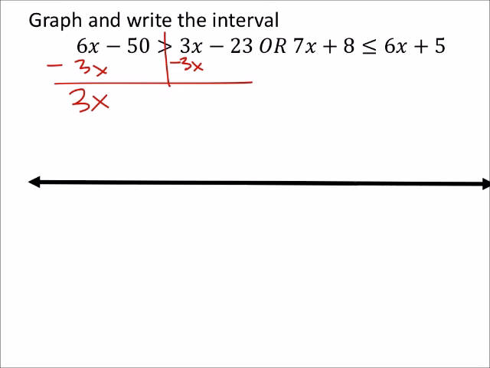The reason I want a positive is because, remember with those inequalities, if I ever multiply or divide both sides by a negative, then it will flip the inequality. So that minus 50 also is on the wrong side, so I'm also going to add 50 here as well.